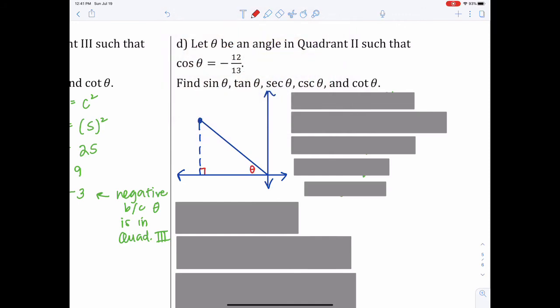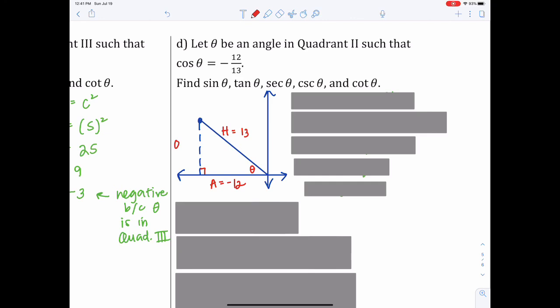This is our right angle. The cosine is the adjacent over the hypotenuse. So I know my adjacent side has to be -12. My hypotenuse has to be 13. Just know that your hypotenuse is always going to be the positive one. That's kind of a trick whenever you're getting a negative value here. It should be either your adjacent or your opposite.